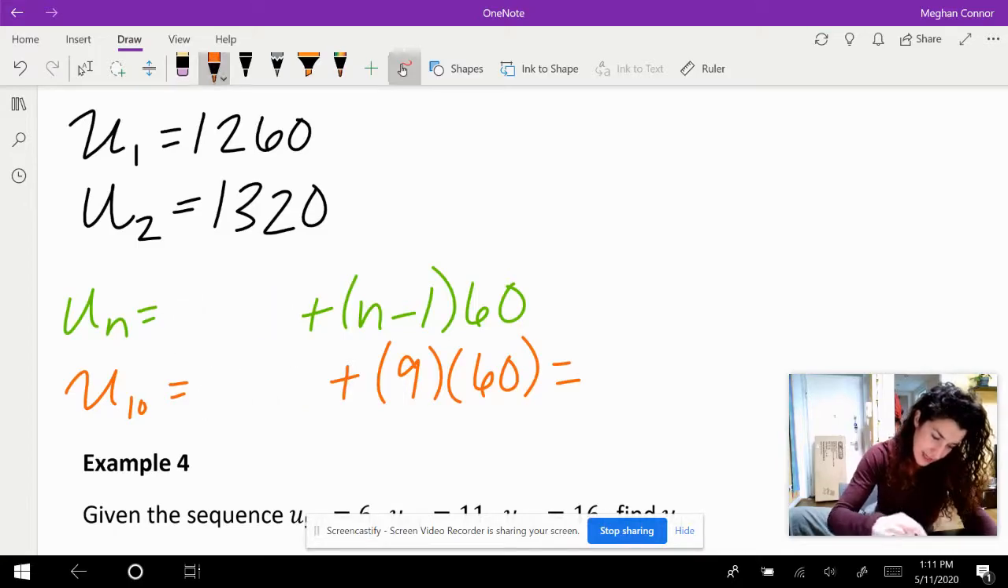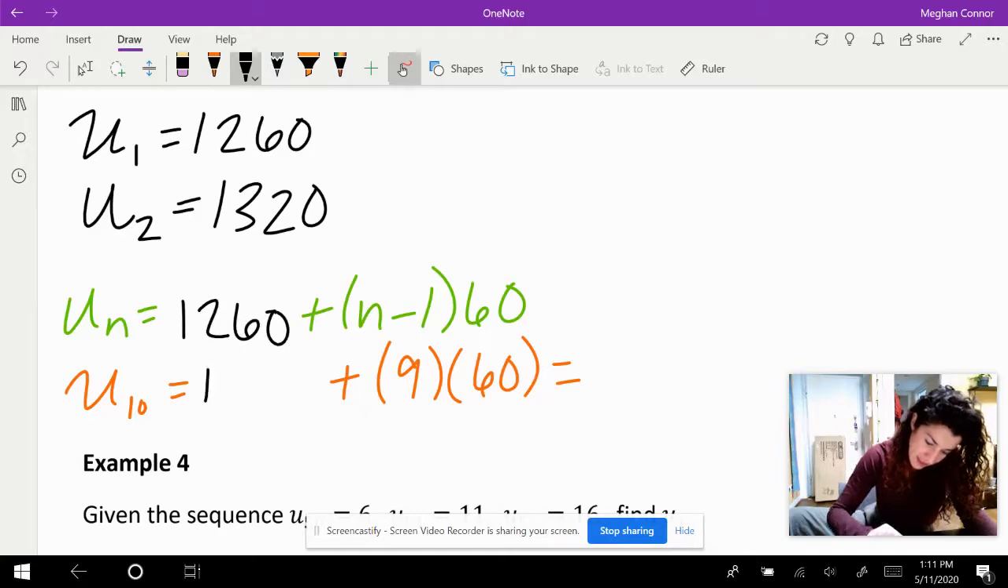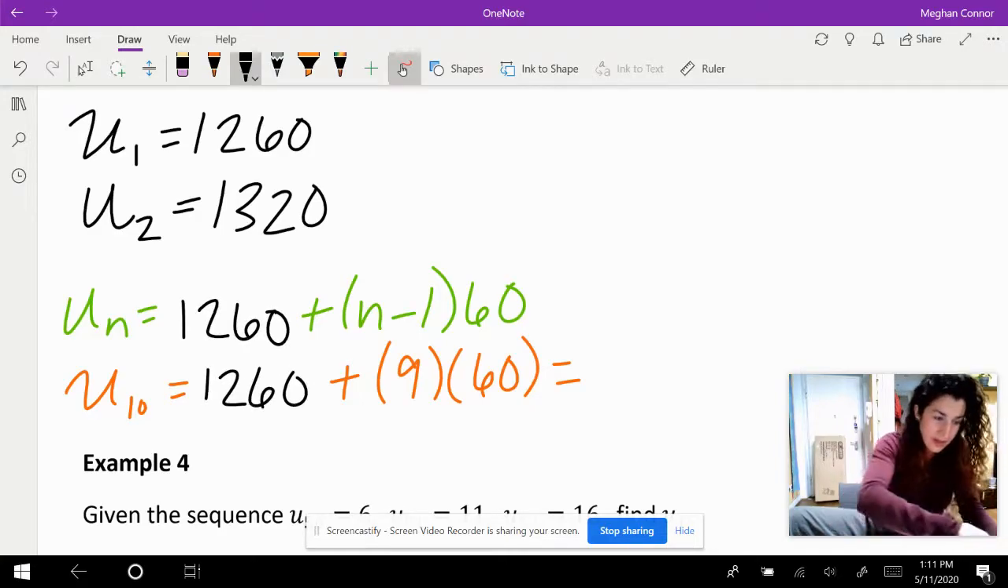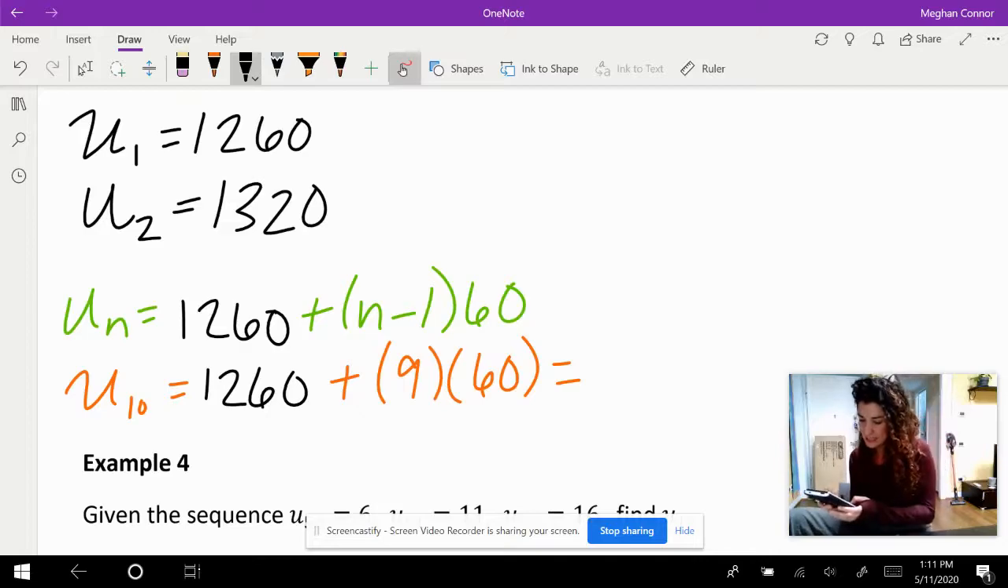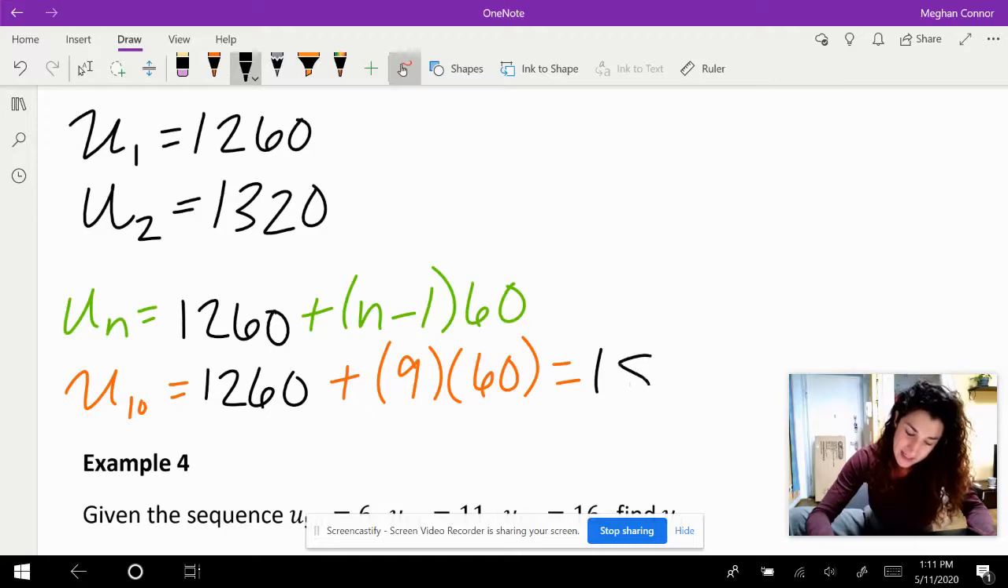this guy instead is going to be 1260. So 9 times 60 plus 1260 is 1,800 euro.